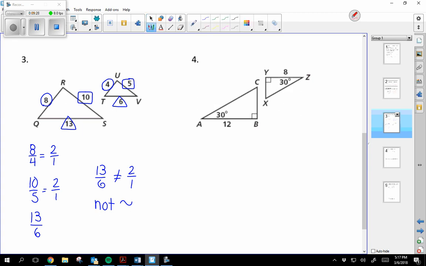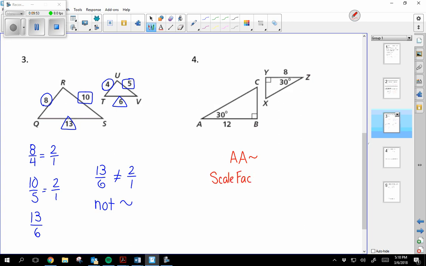And finally, we move on to number 4. In this case, you can see we have a right angle in each triangle. We have a 30-degree angle in each triangle. Well, that means that we automatically have angle-angle similarity. Since we have angle-angle similarity, we'll need to find our scale factor.